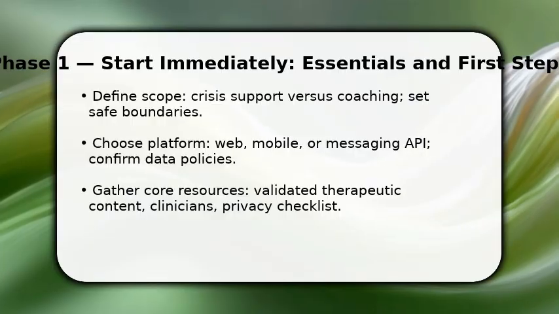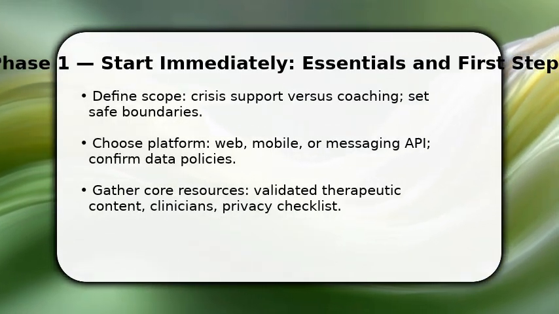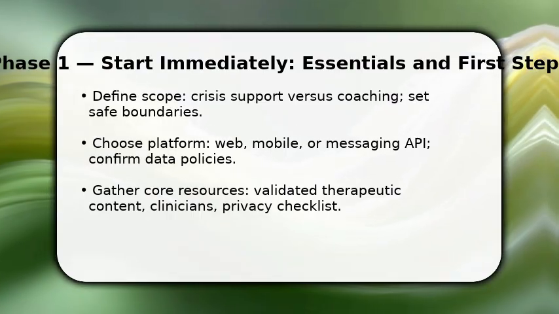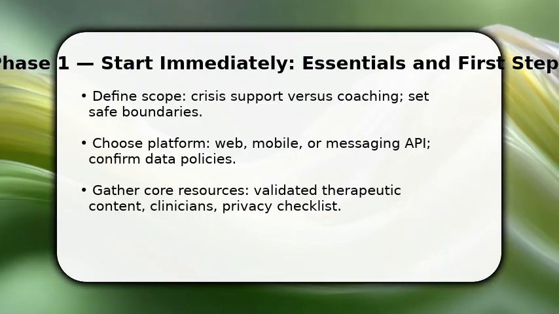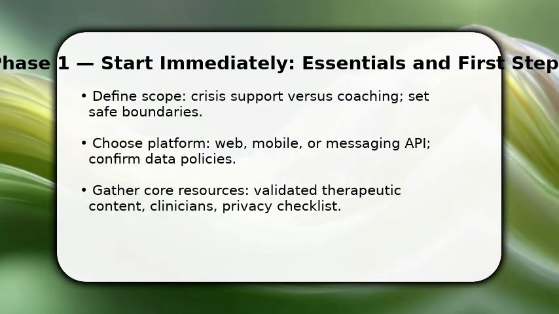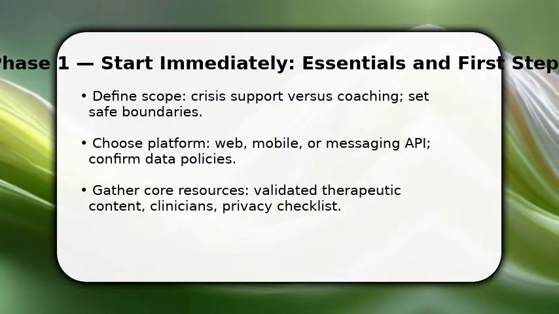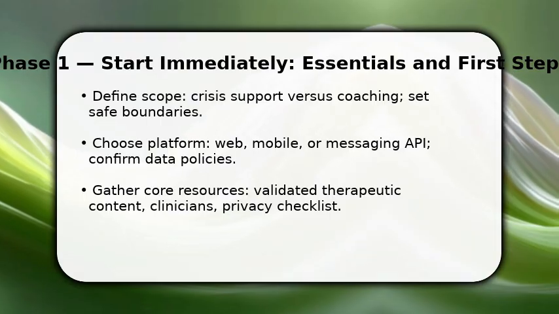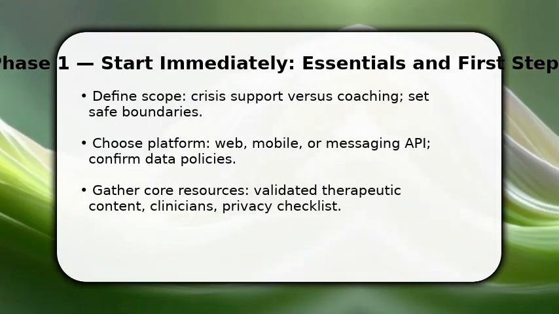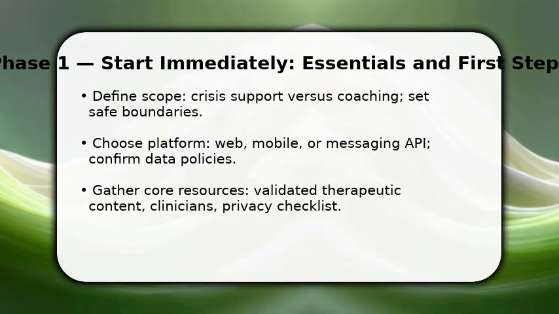You start by defining what the bot will and will not do, crisis support versus coaching, and you lock those boundaries now. Once defined, pick a deployment platform, web, mobile, or messaging API, and make sure you can meet their data policies. While you do that, assemble core content, validated therapeutic modules, clinician-reviewed prompts, and a privacy checklist. This first sprint prevents scope creep later, so prioritize safety, legal review, and a minimal viable flow you can iterate on immediately.